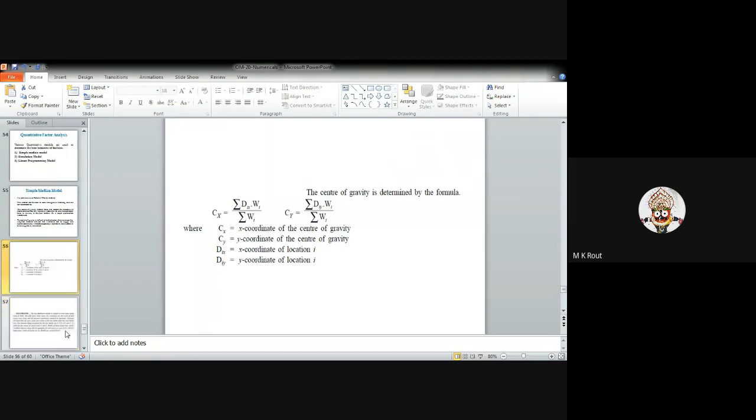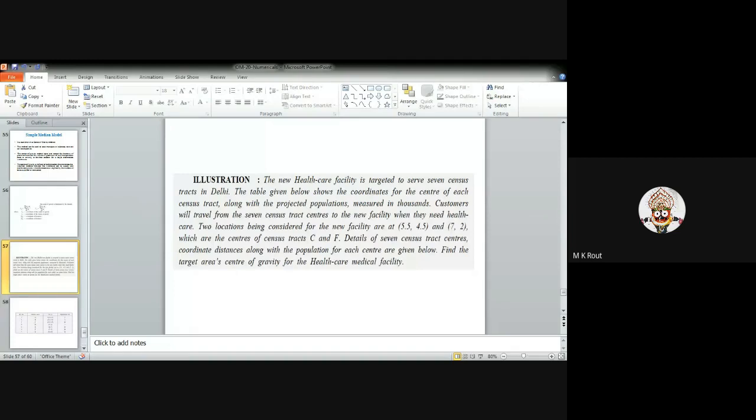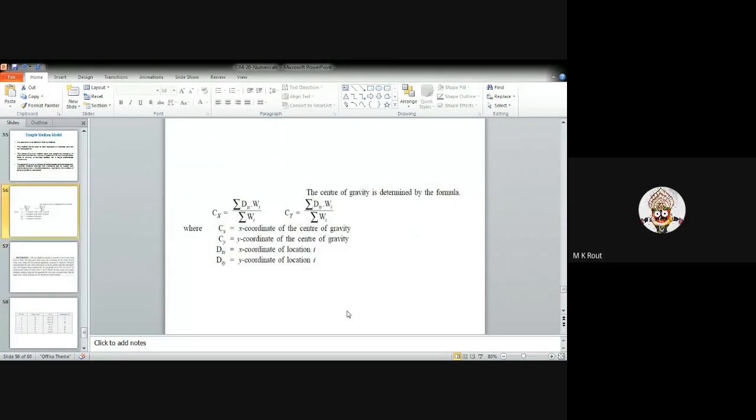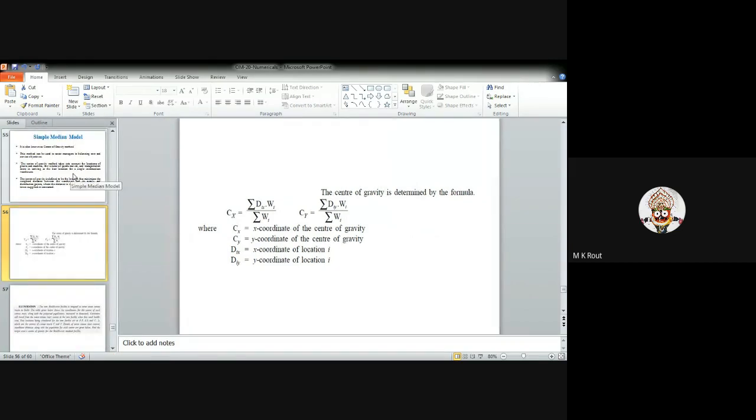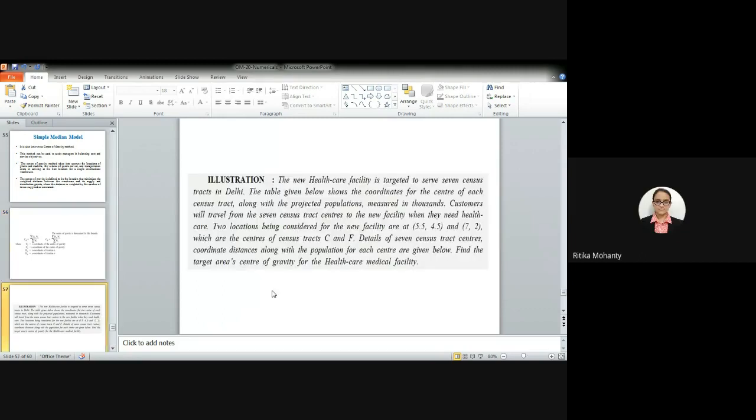Okay, moving to the next one. What does W stand for? Note down: W stands for the weightage given to location I. Is it clear?